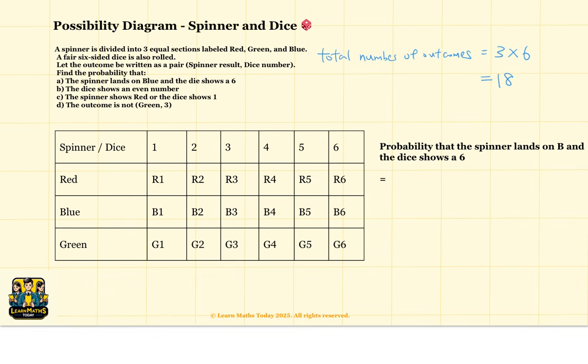which is 3 multiplied by 6, which is 18. We want to find the probability that the spinner lands on blue and the dice shows a 6. Here we know there is only one favorable outcome, where the spinner is blue and the dice is 6. Therefore, the probability of the spinner landing on blue and the dice showing a 6 is equal to 1 over 18.